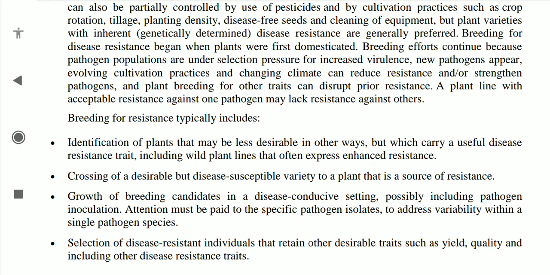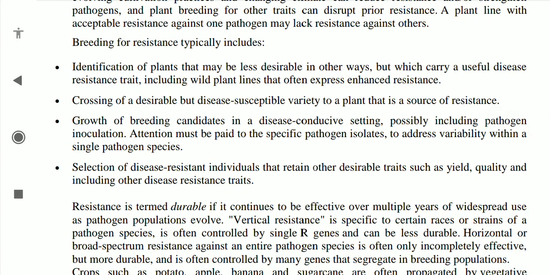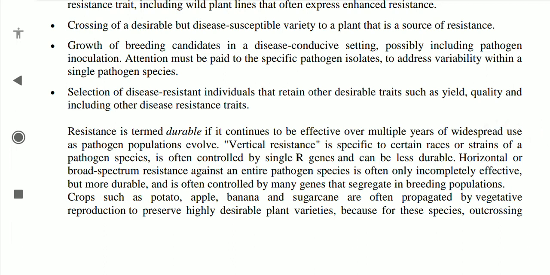Attention must be paid to the specific pathogen isolates to address variability within a single pathogen species. Selection of disease resistant individuals that retain other desirable traits such as yield, quality, and including other disease resistant traits. Resistance is termed durable if it continues to be effective over multiple years of widespread use as pathogen populations evolve.